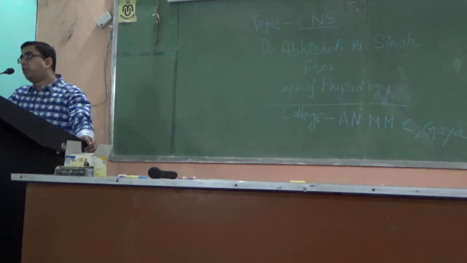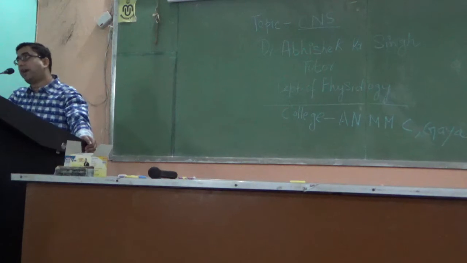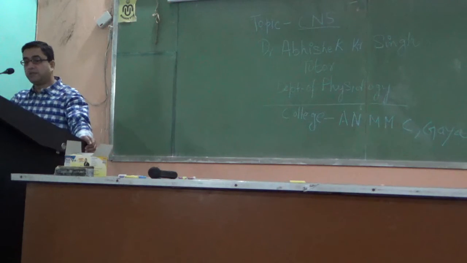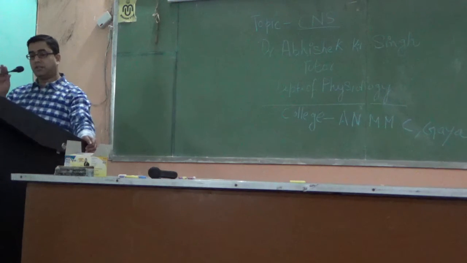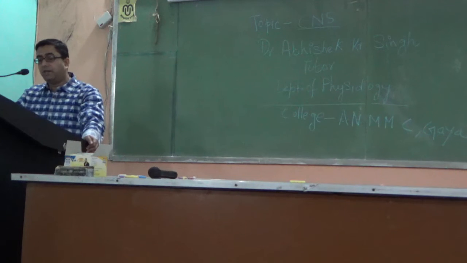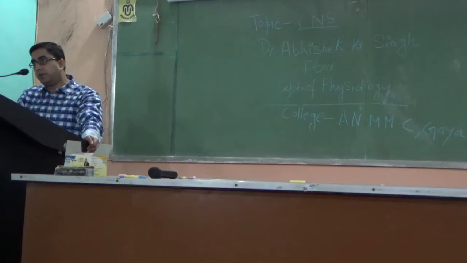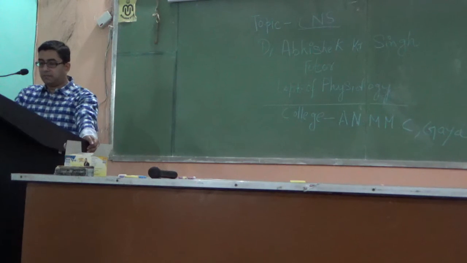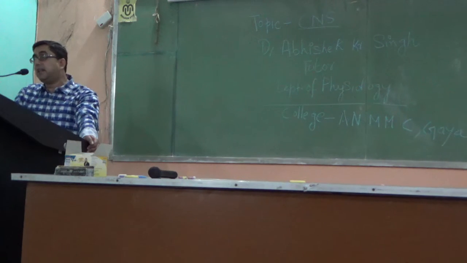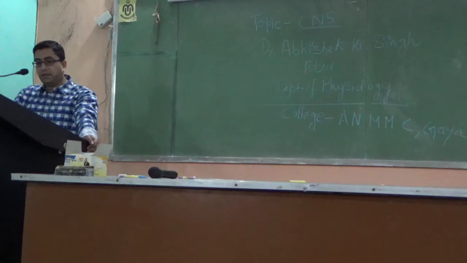Central Nervous System, as we all know, is the functional organization of the nervous system, meaning it is a system of communication that allows us to interact with the external environment. So it's a communication system. It is also a system of integration that coordinates the functions of various internal organs of the body.